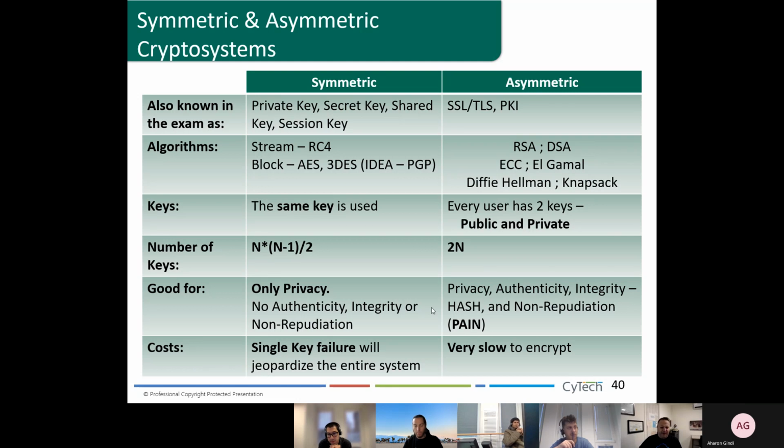Now, do you remember the PAIN that we started with? The word PAIN stands for privacy / confidentiality, authentication, integrity, and non-repudiation. PAIN can only be achieved with asymmetric crypto system. Please write it down. PAIN can only be achieved with asymmetric cryptosystem.